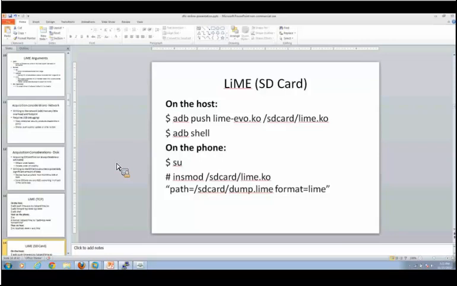Now we don't have to forward the port, so we just do ADB shell. We have a shell on the phone. We get root access, and now our path parameter is a path on the file system, which is /sdcard/dump.lime, and our format's lime. Once this process finishes, this is going to immediately start dumping memory to that file, and when it finishes, we'll have our memory dump on the SD card, and then we can pull that off and start doing our memory analysis.